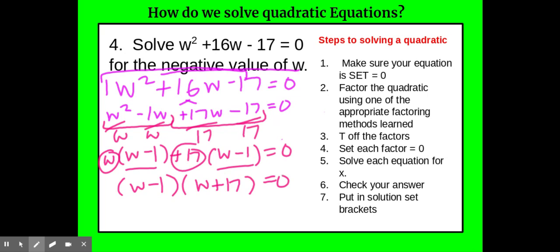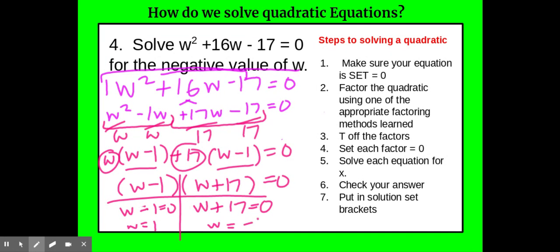And now we're going to tee it off. So we tee off our w minus 1 equals 0 and we get our w plus 17 equals 0. Very important you write this step down. Now for the next one, we can skip the solving because you could do this in your head. W minus 1 equals 0. Therefore, w equals positive 1. W plus 17 equals 0. Therefore, w equals negative 17. So you could do that in your head. That's a one-step equation. That's fine.